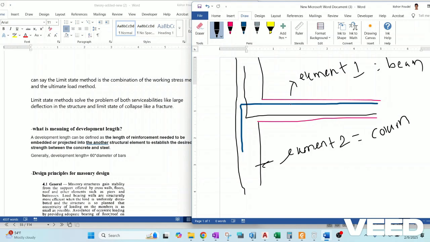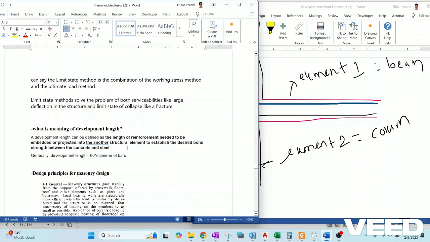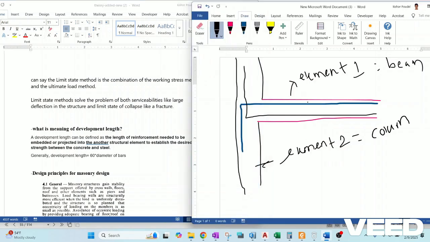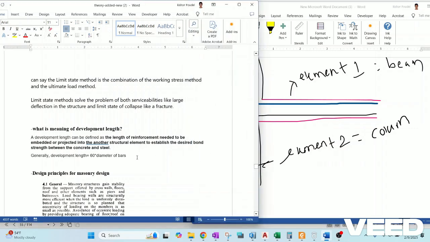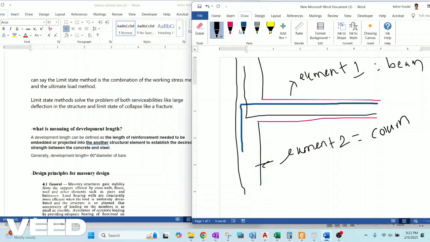So for the top bar, or you can take a bottom bar, you can see here that development length is the length needed to be embedded or projected into another structural element. That means the length needed to be projected into another element to develop the full bonding strength. So this length is the development length here. This is L, which is development length.